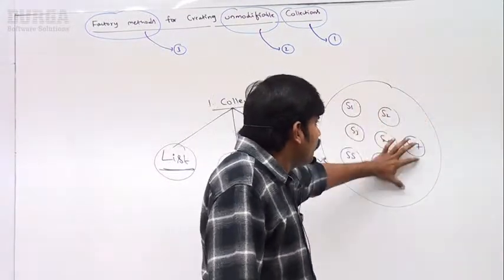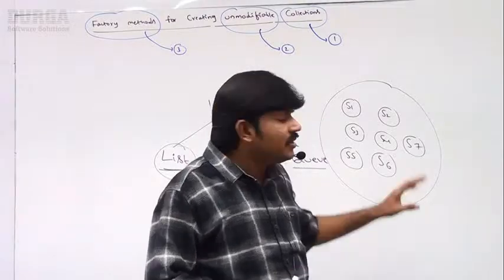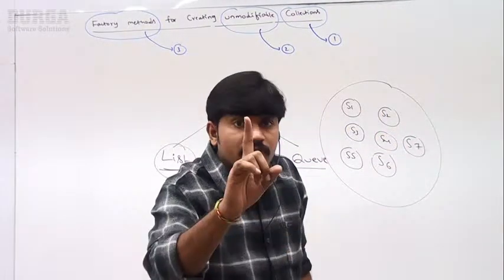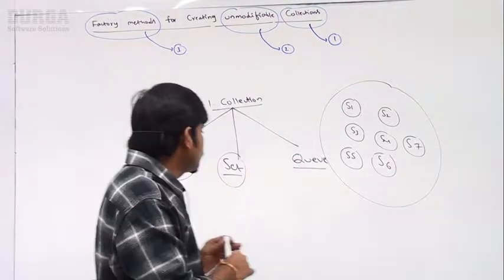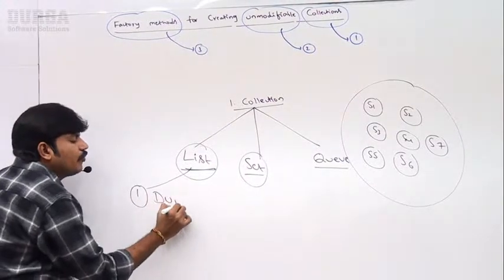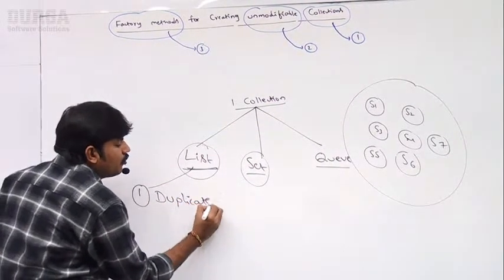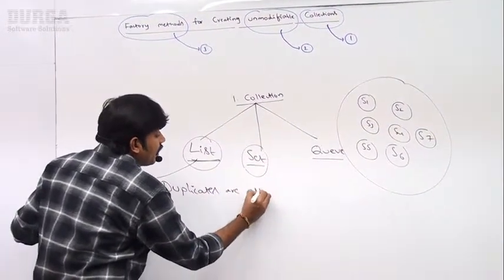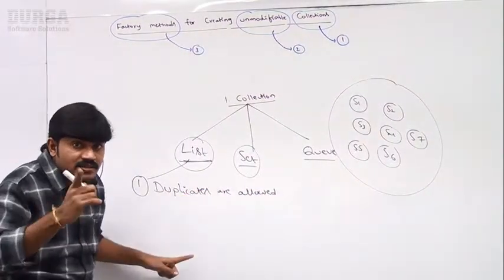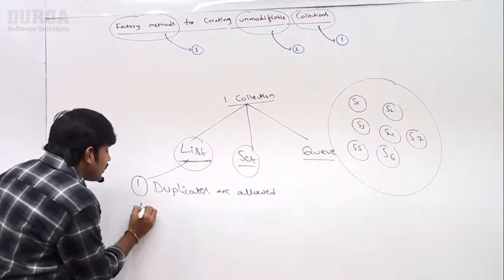If you want to represent a group of individual objects as a single entity, then we should go for list. But the speciality of list is, have you observed? The first point: duplicates are allowed. Remember this one. Duplicates are allowed or not? Yes. In the case of list, duplicates are allowed.